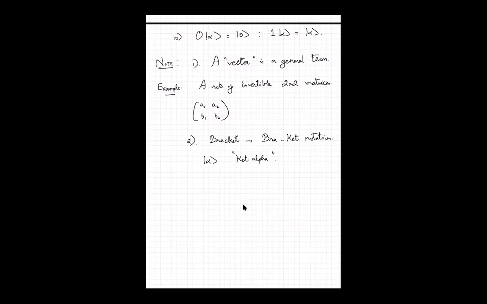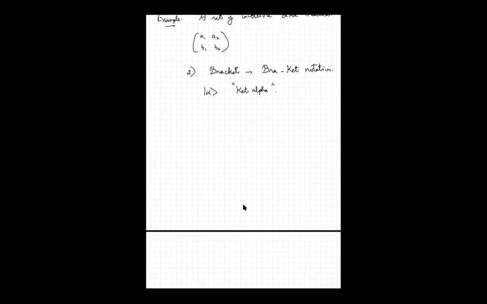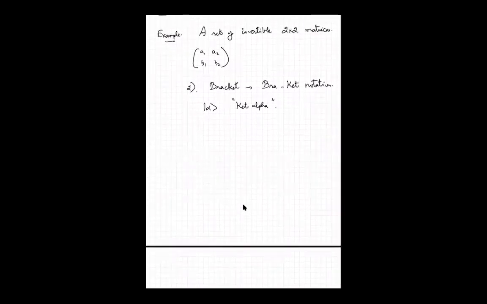A bracket has two parts, a left-hand side bracket and a right-hand side bracket. The left-hand side bracket is called the bra, and the right-hand side angular bracket is called the ket. The bra will also be necessary when I talk about the dual vectors, which I will do shortly. Example 2 is n tuples of numbers.